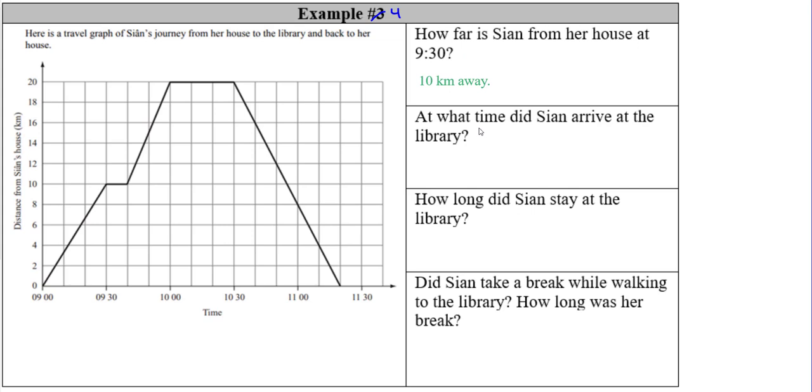Alright, and then at what time did Sion arrive at the library? Well, if we take a look, the library is probably the end of the graph, right? It doesn't indicate how far away the library is, but if we look at the context of the graph, we know that she went to the library and then back to her house. So the end destination would be her library. Unless she lied, of course.